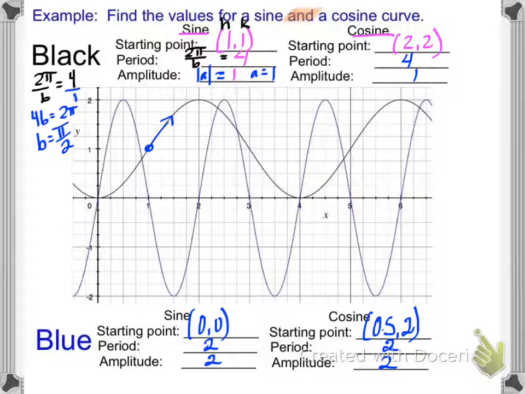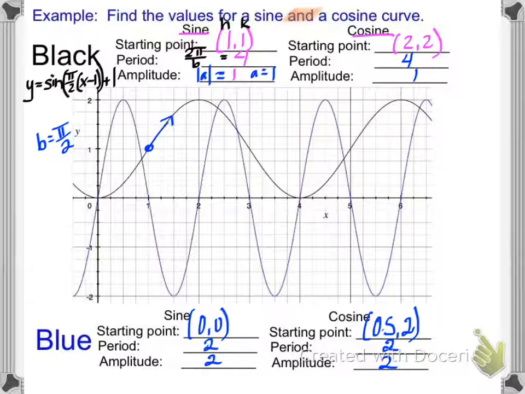Now let's write the rule. So we have our a, b, h, and k. So our a value is 1, so we start with y equals sine of b. So b is pi over 2, x minus h is 1, and then plus k. K is also 1. So this is my rule for the black sine wave.